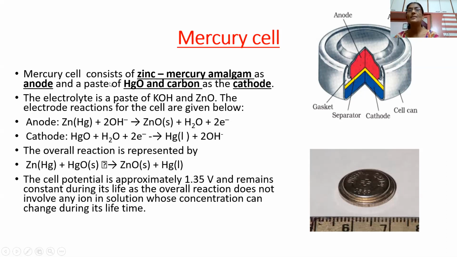These may be asked in MCQs. Which of the following is filled at the anode in the mercury cell? Which is the cathode? Which is the electrolyte? So it is KOH and zinc oxide.